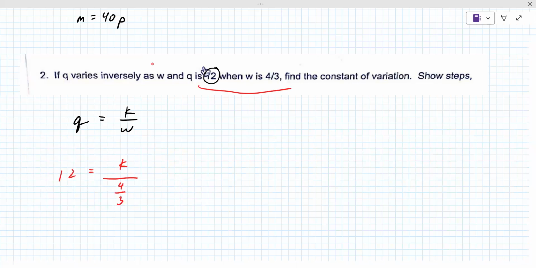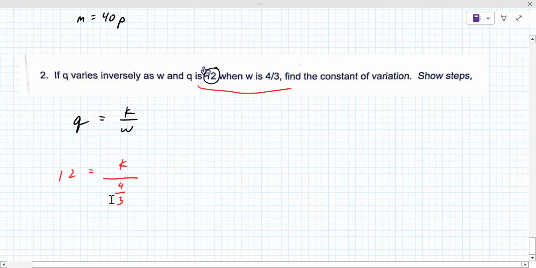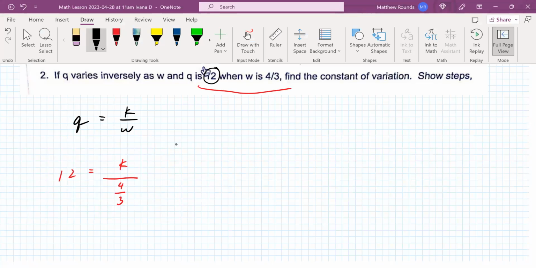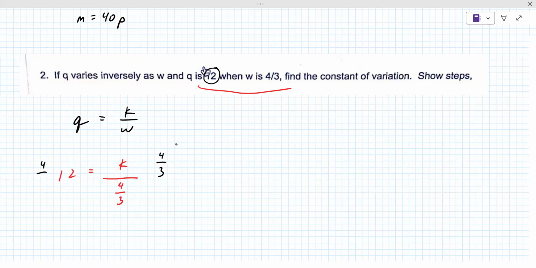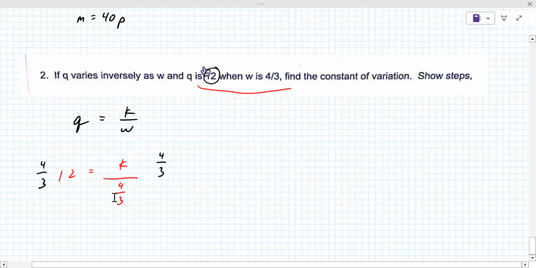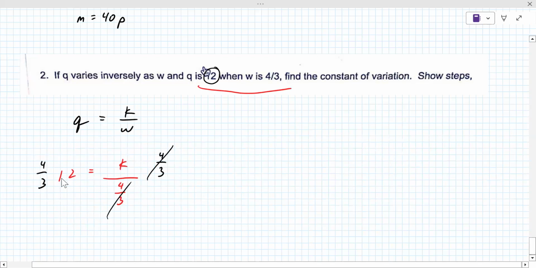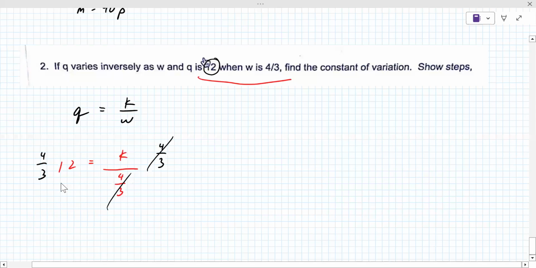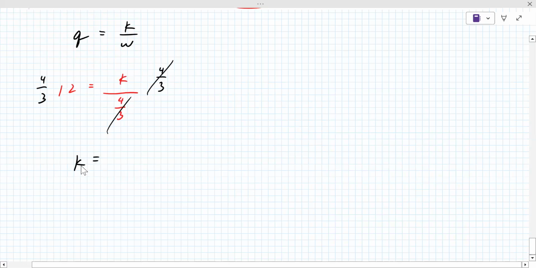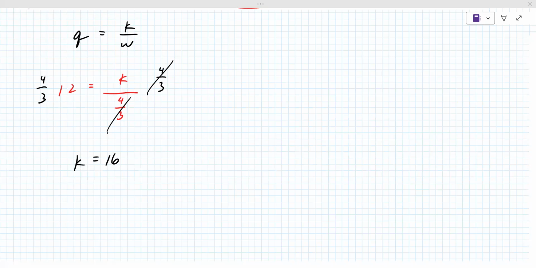So this is awful. When you've got a fraction inside a fraction, it's bad. But remember, you're just trying to clear the fraction. So to clear the fraction, you multiply both sides by whatever is on the bottom, like this. On the right-hand side, the two fractions cancel. They're gone. On the left, you can cancel the 3, so it would be K to 16. Yes, K is 16. And you just have to find the constant of variation. You don't have to rewrite the equation, but you will in a future problem here.